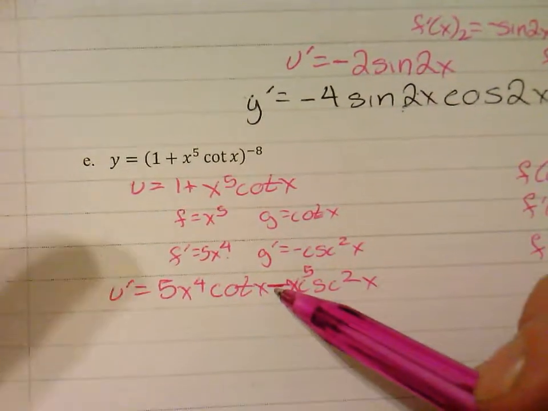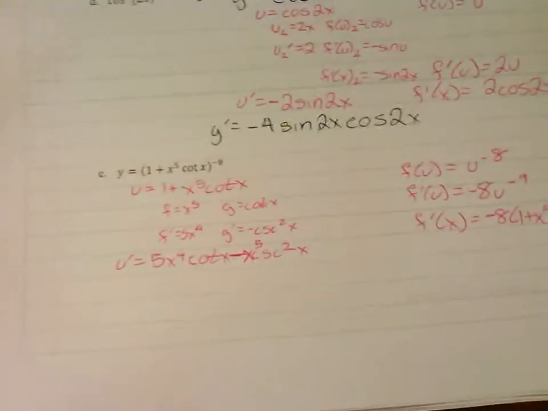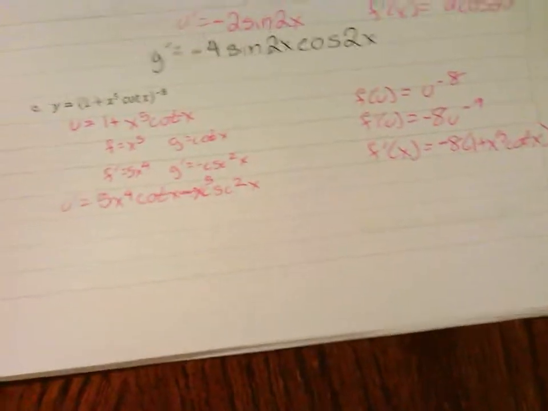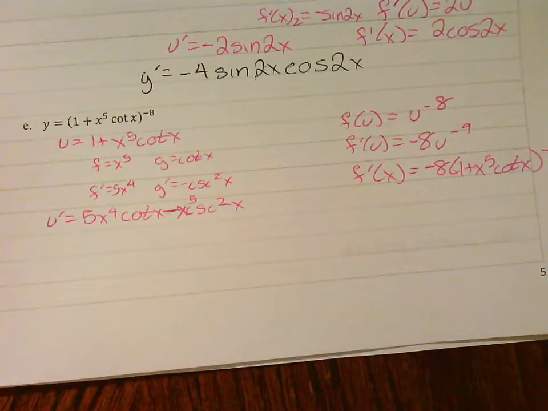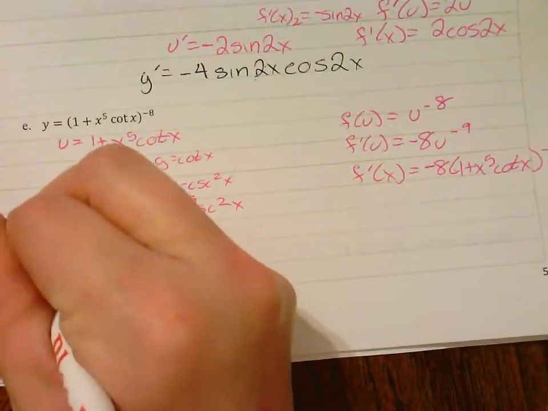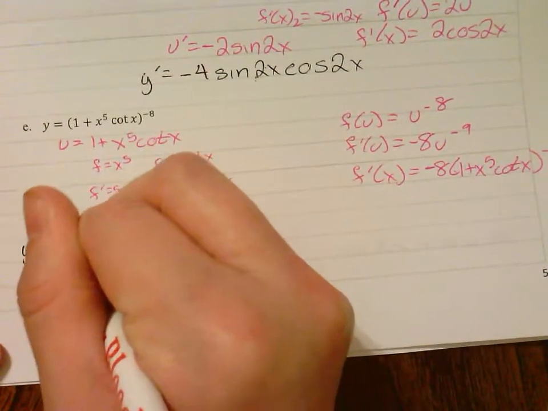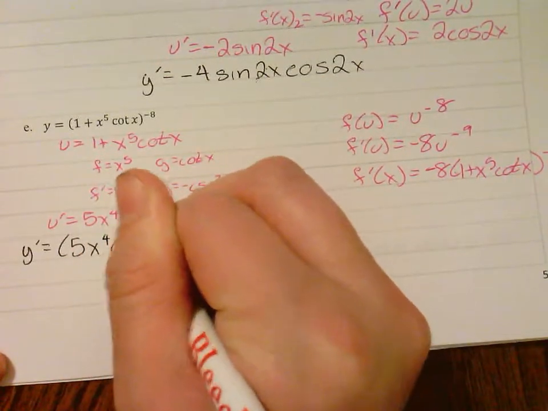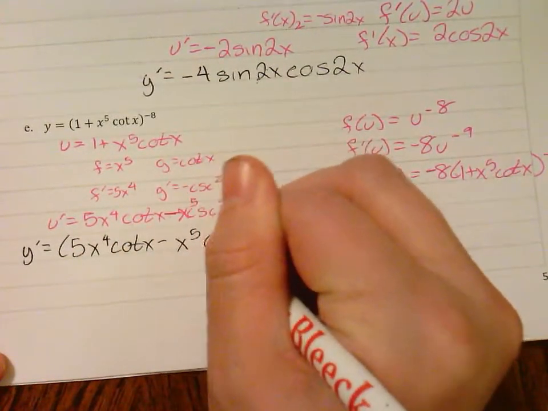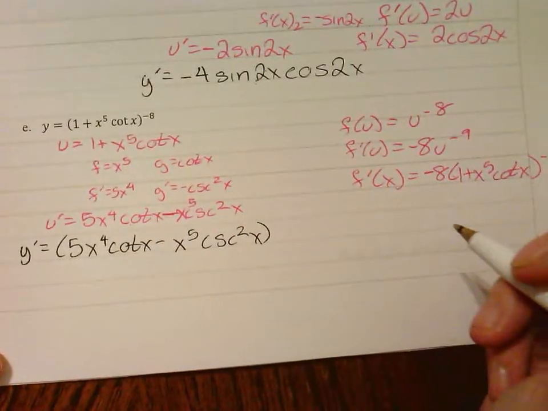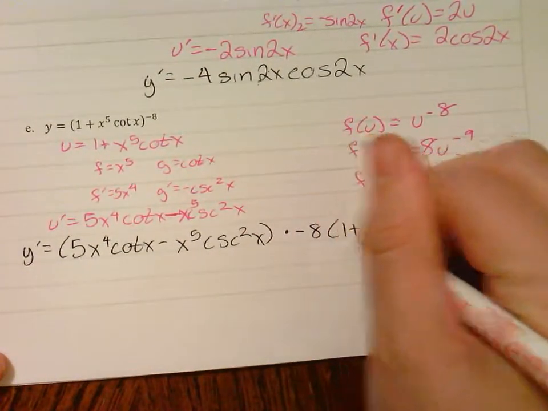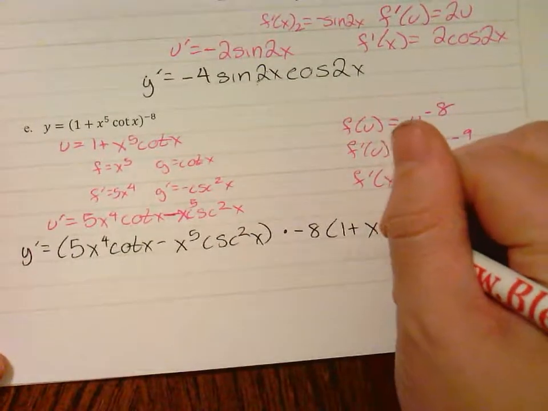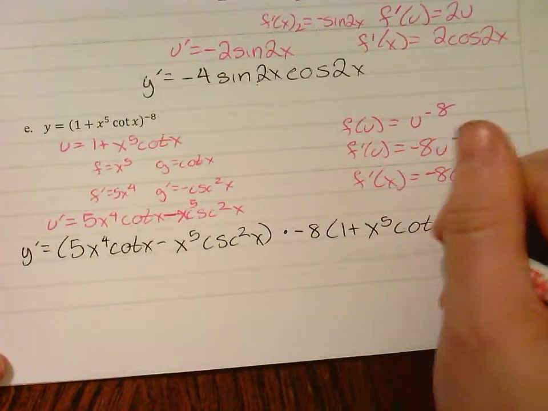Okay, so I'm ready to go and put it in here. So I'm going to do this times that. Okay, so y prime is going to be 5x to the 4th cotangent of x minus x to the 5th cosecant squared x times negative 8 times 1 plus x to the 5th cotangent x to the negative 9th.